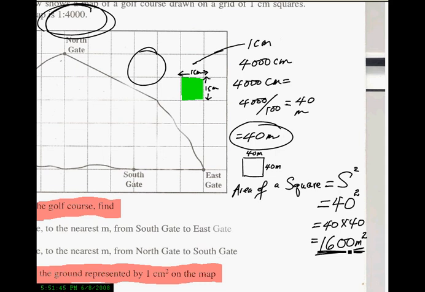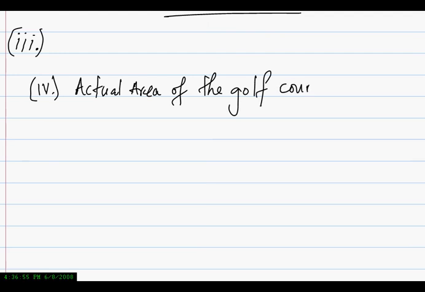All right, good. That brings us to our next question. You can use this to help you answer the next question. The actual area of the golf course will be your 1600 square meters that you got, and you're going to multiply it by the number of squares. Now you're going to have to count that.